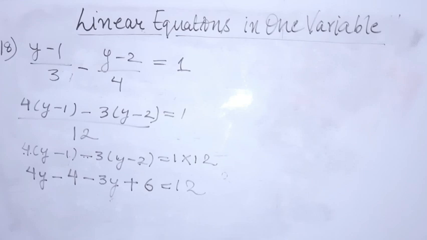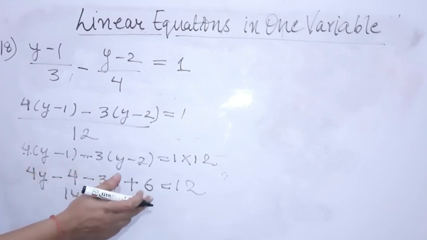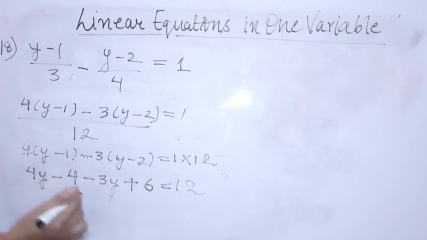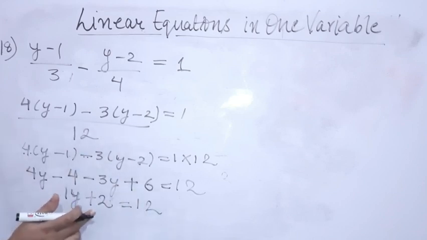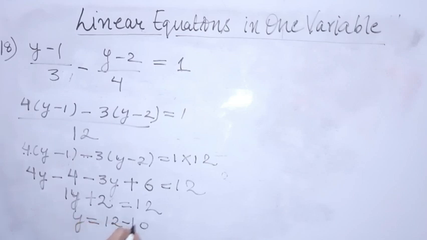Now collecting all the like terms together. So 4y minus 3y will be y because 4 minus 3 is 1. So you can simply write y or you can write 1y. And minus 4 plus 6, take the sign of the greatest number, so it will be plus 2, because 6 minus 4 is 2. So y plus 2 is equals to 12. Now this is plus 2 on the left hand side. Once it will go on the right hand side, it will become minus 2. So 12 minus 2 is 10.